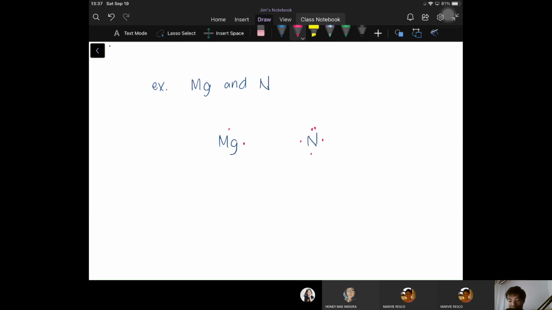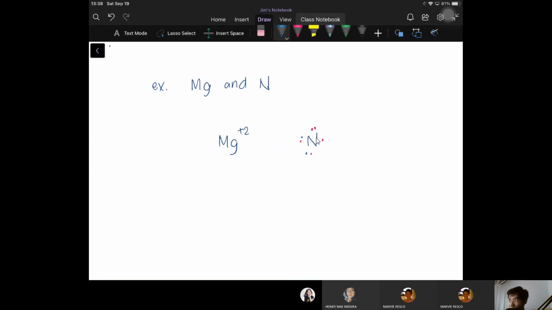So anong gagawin natin? Our metals will give off electrons to the non-metal. So itong nitrogen, kailangan niya ng 3 electron. Si magnesium, may 2 lang siya. So gagawin na, ipapamigay niya muna yung first 2 electrons dito. Okay? So wala na yung electrons kay magnesium. Pinamigay na niya dun eh. Since it lost 2 electrons, positive 2 na yung charge niya.